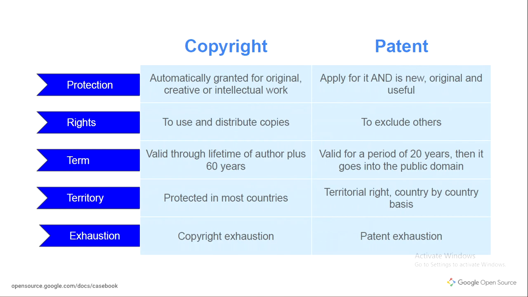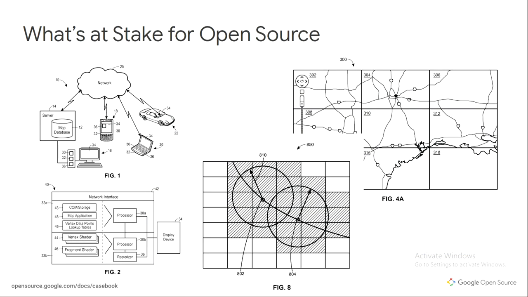Copyright is going to be protected in most countries, whereas patent is a territorial right. Unfortunately, you have to apply for it in every country that you want that right. And both of these have this thing called exhaustion, which I'm going to talk about in a little bit. So you can see why somebody might want both copyright and patent protection.